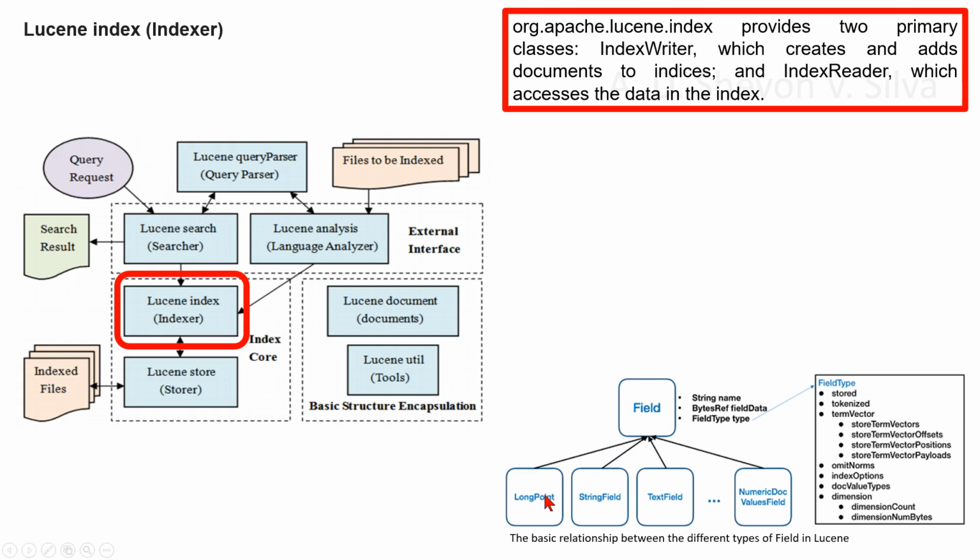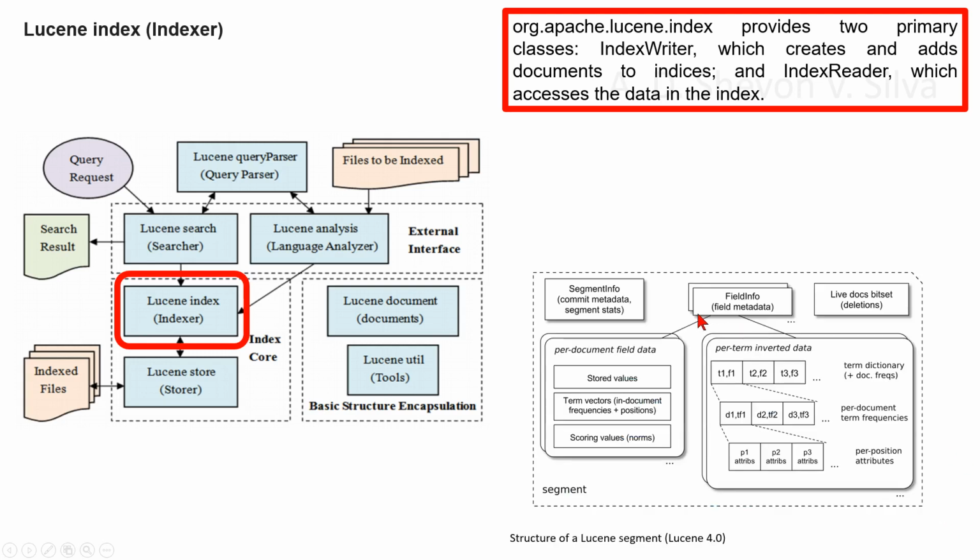Here you can see the subtypes, fields, long point, subtype field, long point, string field, text field, numeric doc value field, and here you can see the string name, byte ref, field data, field type. See the field types: stored, tokenized, term vector. Here under term, store term vector, store term vector offset, store term vector position, store term vector payload. And omit norms, index options, doc value types, and dimensions. Dimension count, dimension num bytes.